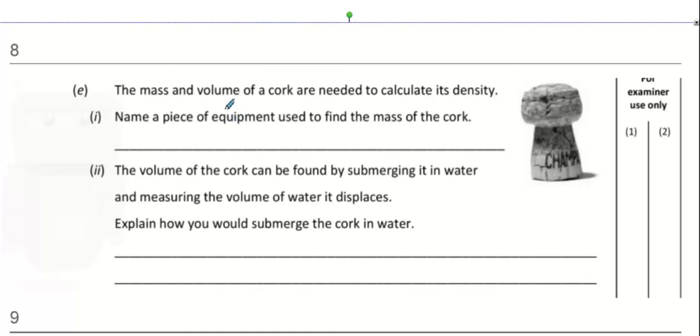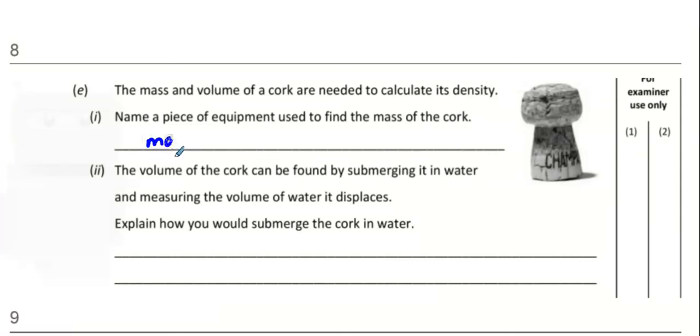Question 8. The mass and volume of a cork are needed to calculate its density. Name a piece of equipment used to find the mass of a cork. We use a mass balance, or some people might say weighing scales, to find the mass of the cork.